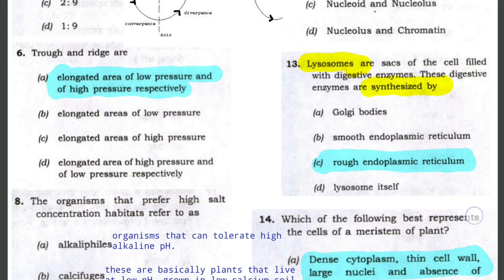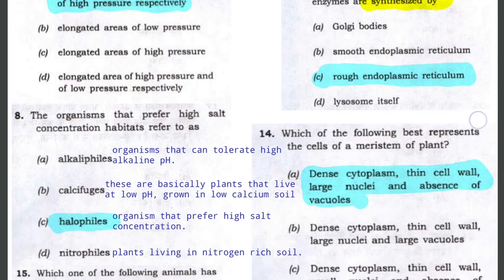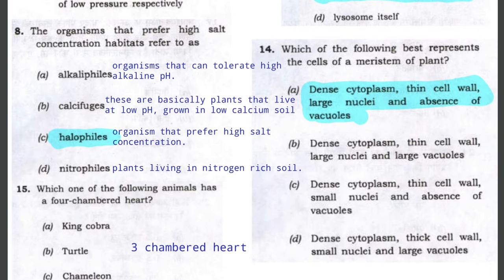by rough endoplasmic reticulum. And then the next question is about which of the following best represents the cells of a meristem of a plant. So the cells of a meristem of a plant contain dense cytoplasm, thin cell wall, large nuclei, and absence of vacuoles. So here the vacuoles are absent, and you must know that plant cells have large vacuoles, but in meristem of plant, vacuoles are absent.